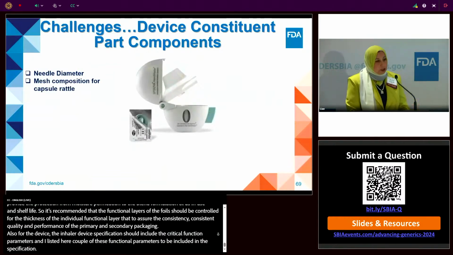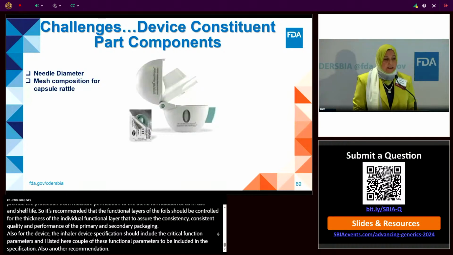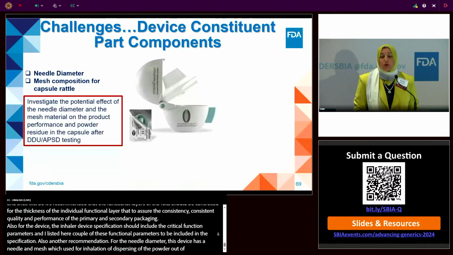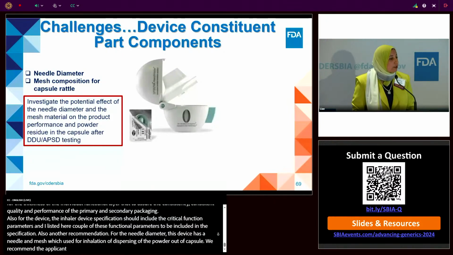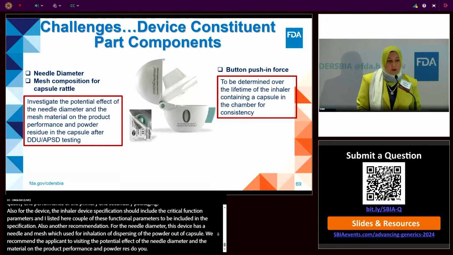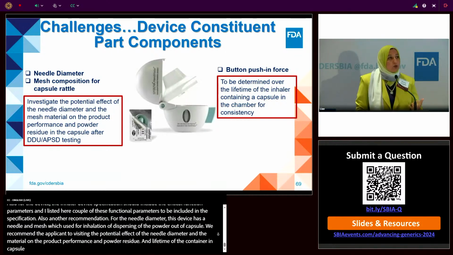Also, other recommendations. For the needle diameter, this device has a needle and a mesh, used for dispersing the powder out of the capsules during inhalation. We recommend the applicant investigate the potential effect of the needle diameter and the mesh material on the product performance and powder residue in the capsule after testing APSD and DDU. For the button push-in force, it's recommended to be determined over the lifetime of the inhaler containing the capsule in the chamber for consistency. In some cases, some applicants like to also do the same testing without the capsule to see the differences.